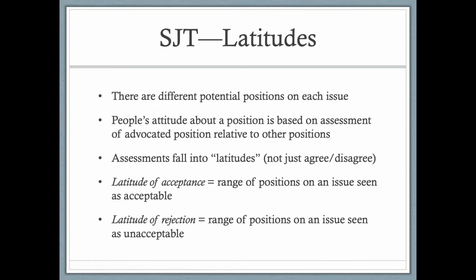One principle of SJT is latitudes. What this basically means is there are different positions that are potential on each issue. And people's attitude is based on their assessment of the position that you write relative to other positions that are out there. And their assessment falls into latitudes or ranges. It's not just whether they agree or disagree. There's a latitude of acceptance, which is a range of positions that they see as acceptable, and the opposite, a latitude of rejection, a range of positions on an issue that they see as unacceptable.